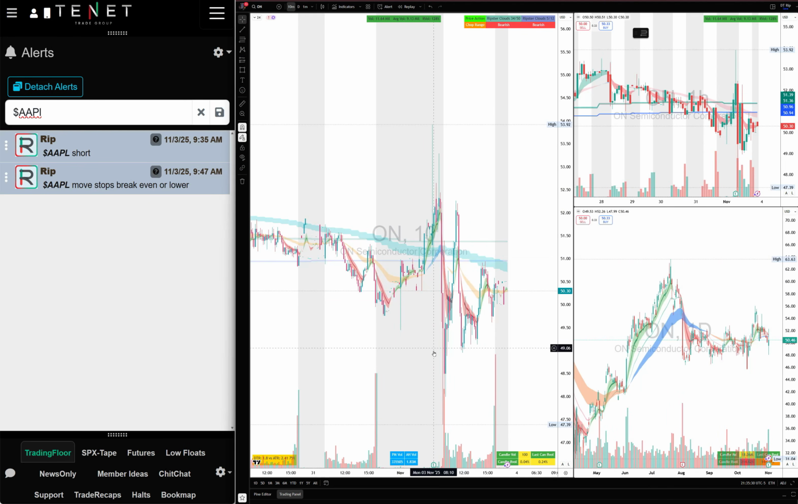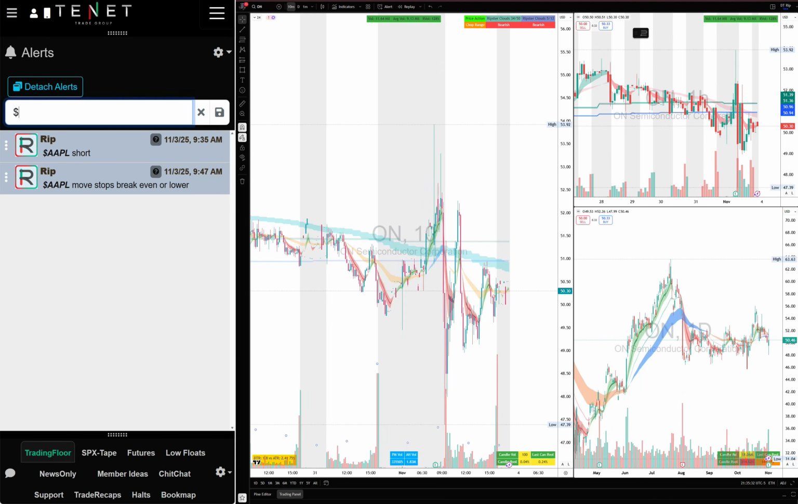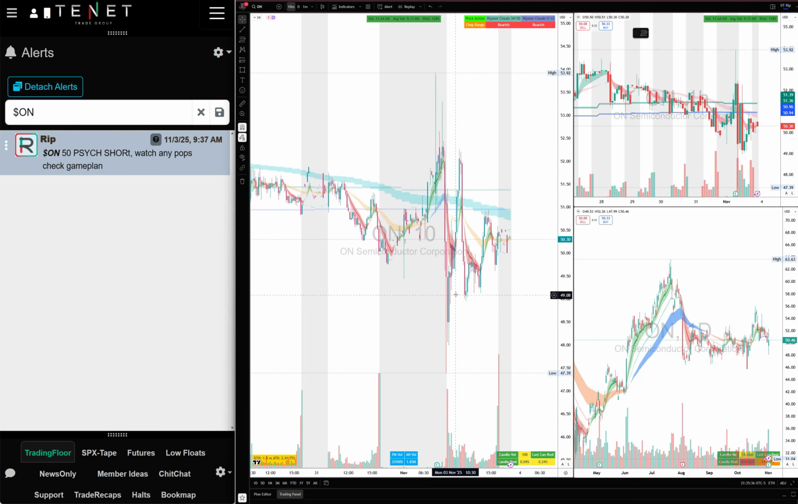It broke MTFs. So that's why I said short versus 50. Then it swiped right back. Didn't really swipe, but it pulled back to the 50s. So we stopped out. We took a dollar loss there on ON Semiconductor, and it went to run from the 50 psychological level. You see the power of 50, it went into the 52s and then came back. So it was kind of a pretty choppy setup there today for us.